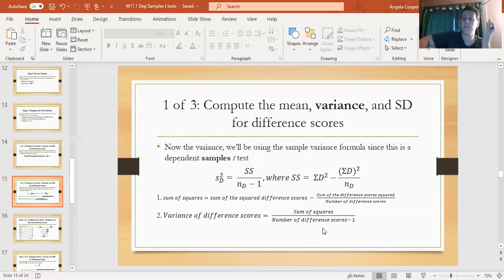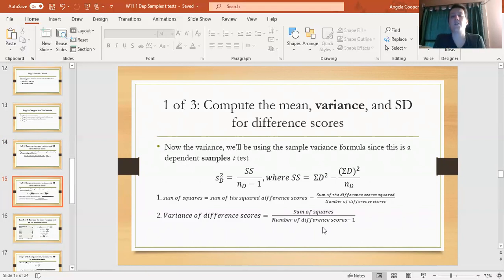Remember that when we're calculating a sample variance, it was always the sum of squares divided by n minus 1, whereas if we were just doing a population variance, it was the sum of squares divided by just n, our population size. Again, with dependent samples t-tests, we're dealing with samples. So get used to that denominator of sample size minus 1.